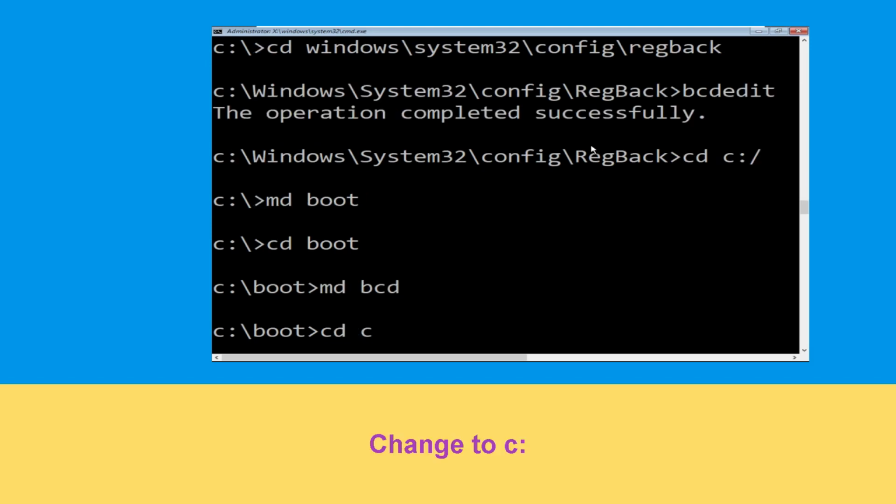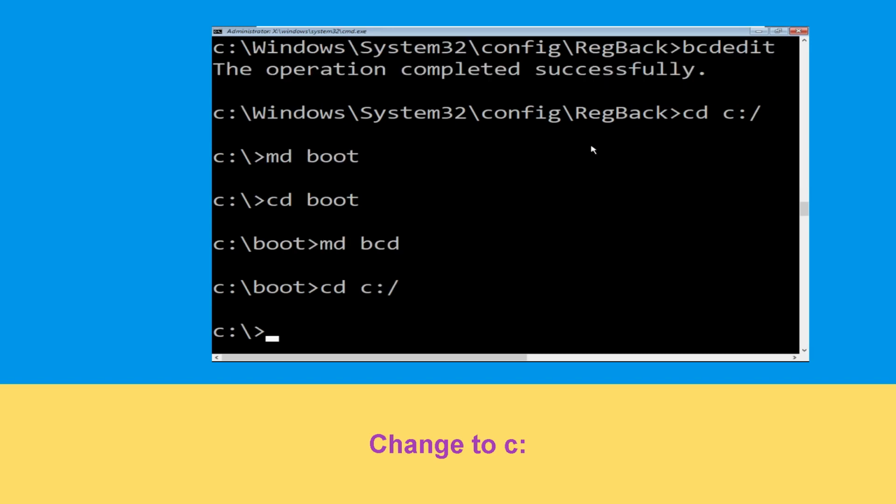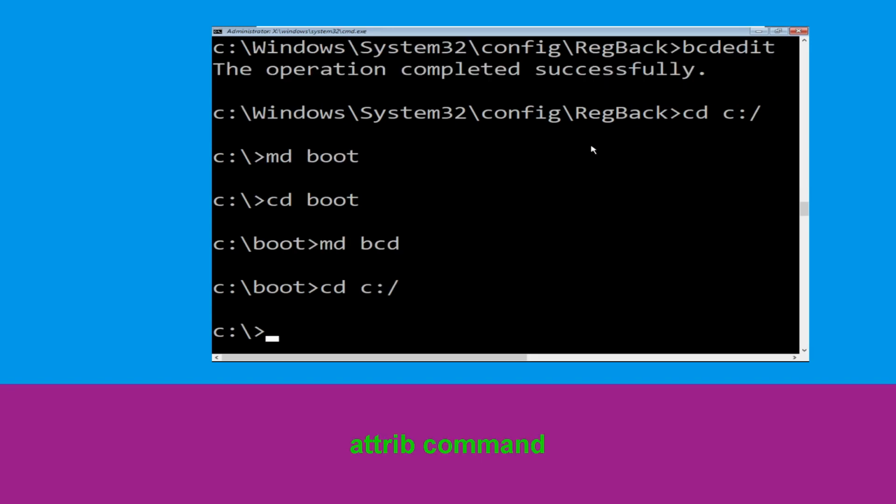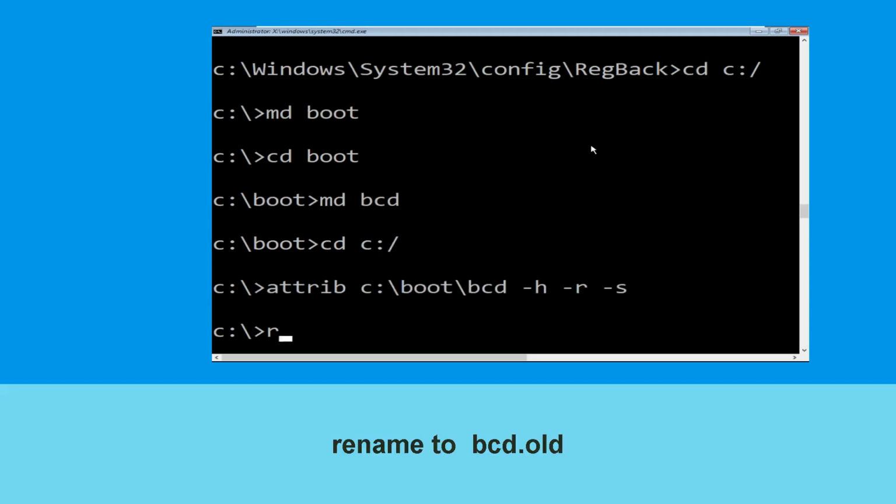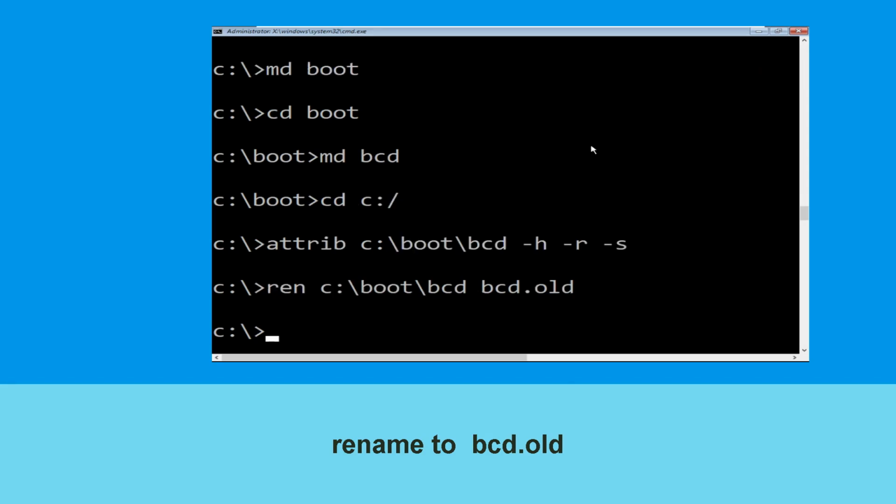Type cd c:/ and hit enter. Now type attrib c:/boot/bcd -h -r -s and hit enter. Now type ren c:/boot/bcd bcd.old, then simply hit enter to execute this command.